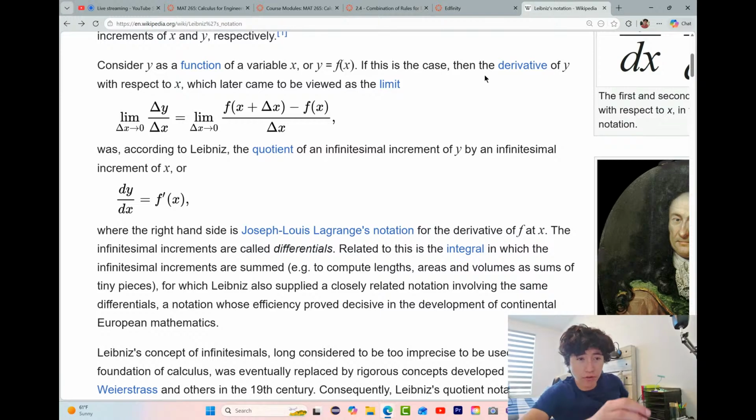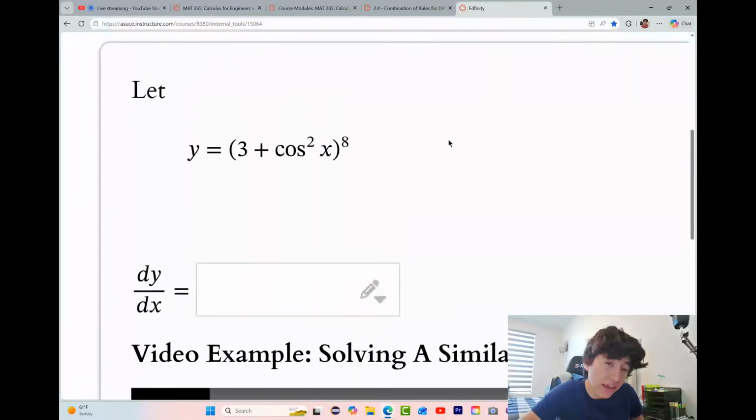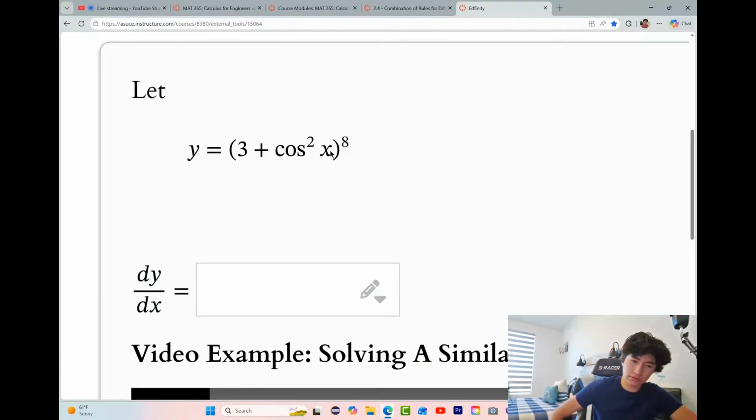Okay, the derivative of y with respect to x. I think that's how we should see it. So, the derivative of y with respect to x. All right, let's do it. I'm not exactly sure what that means, but I think I have somewhat of an understanding. Well, okay, let's do this.